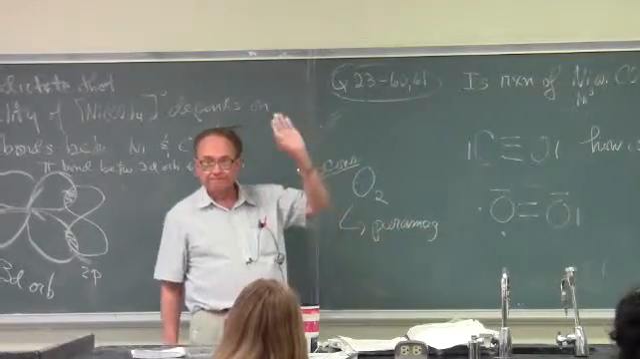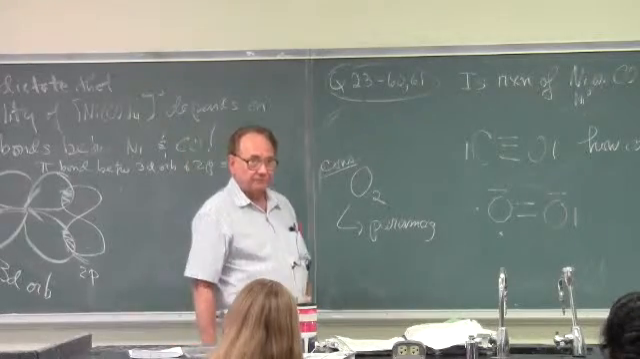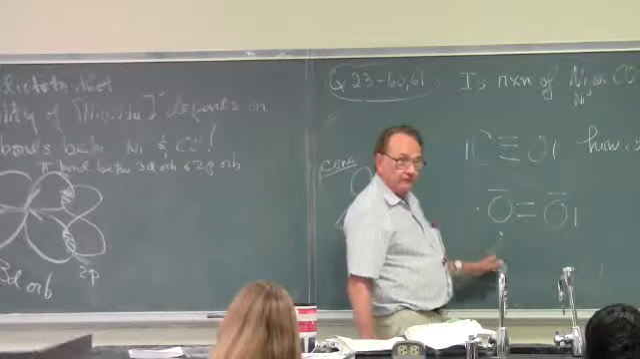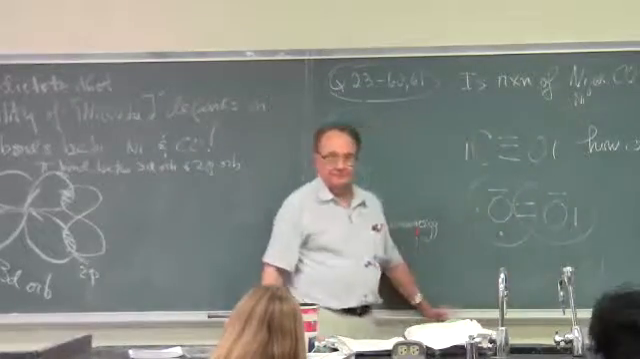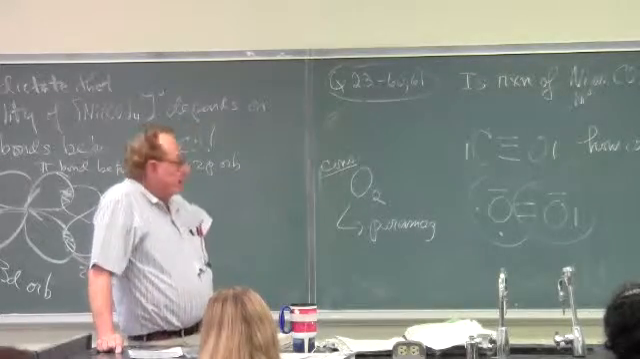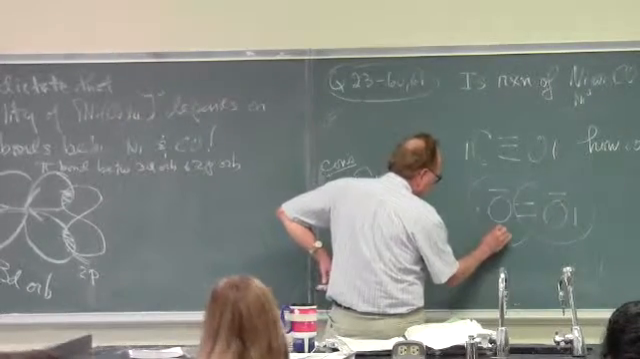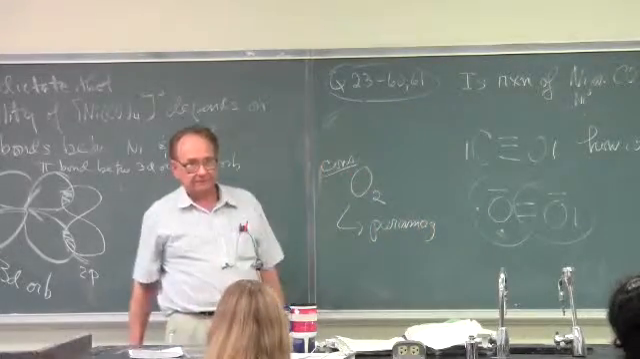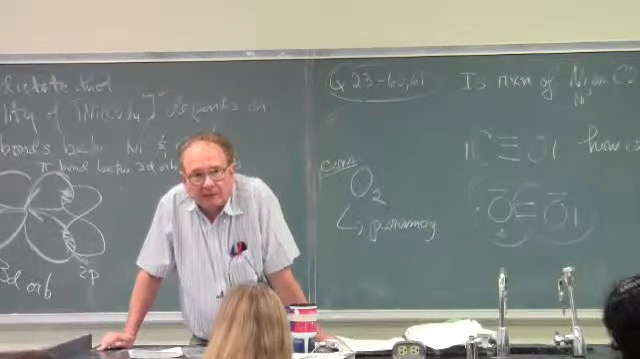How many drew this? Well, if you didn't draw this, you drew something different. 2, 4, 6, 8, 10, 11, 12. So there's my octets for each oxygen atom and 2 unpaired electrons. Now then, Lewis structure people, do you accept this Lewis structure? If you don't accept it, tell me why you don't accept it.